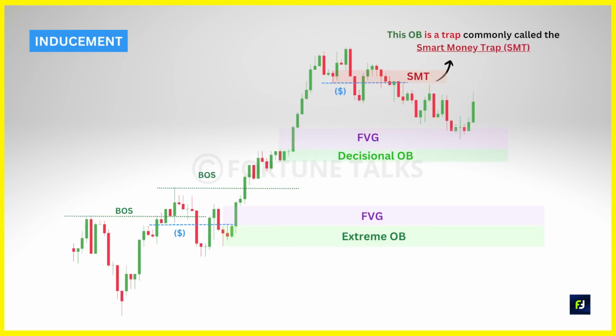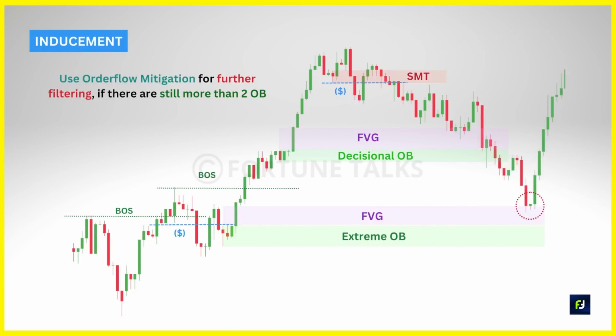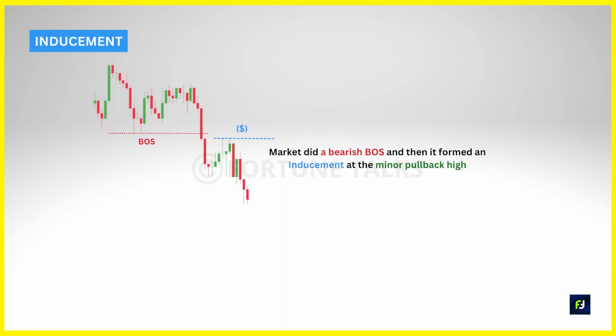So this is not really an order block, but instead it is a trap, commonly known as the smart money trap. So no matter what the scenario, never take a trade until you have confirmed that the inducement is taken out. Once the inducement is taken out, you can use the order flow mitigation rule to further filter order blocks if there are more than two of them. We will come to this in a short while. Meanwhile, let us understand inducement for a bearish market structure.